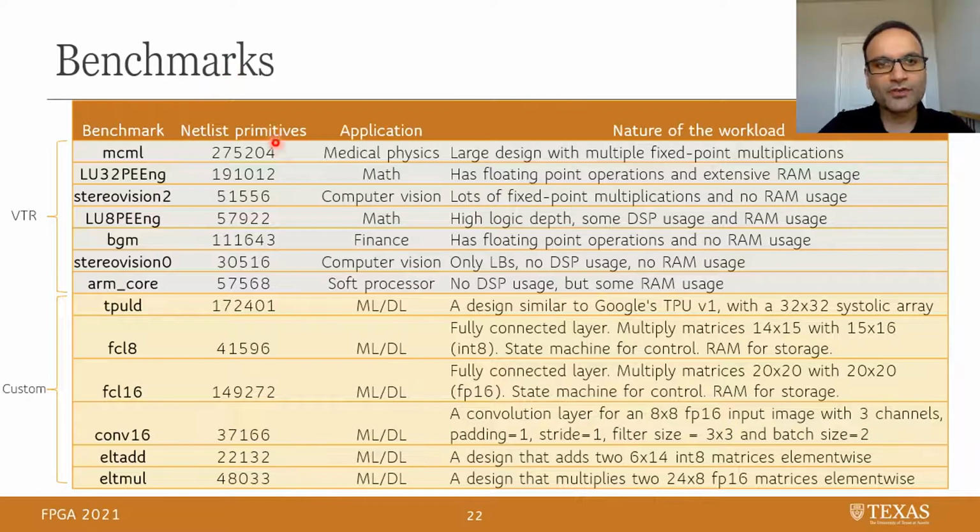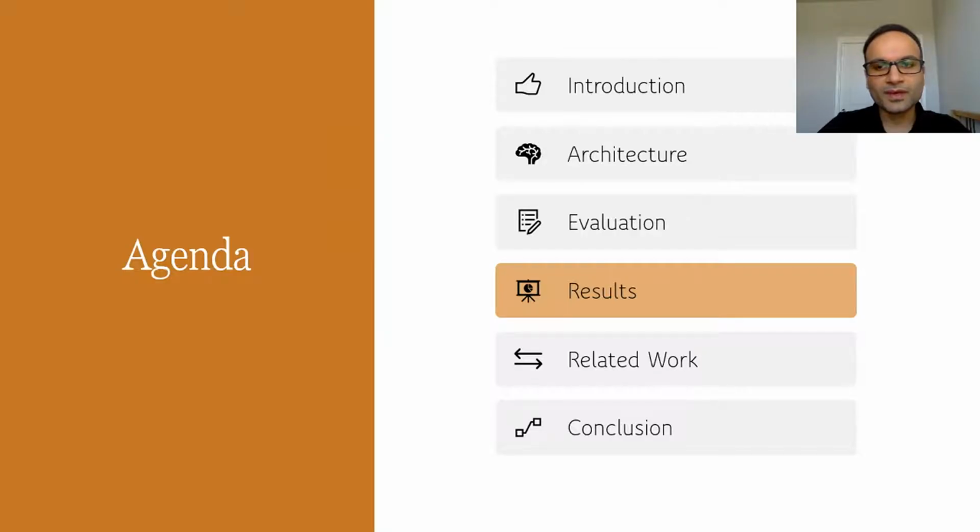Benchmarks. For non-ML applications, we use the 7 largest designs from the VTR benchmark suite. Because that suite does not have any ML and DL application-based designs today, we created our own. The largest design in our benchmarks for ML and DL was a TPU-like design. Then we had some fully connected layers, a convolution layer, and a couple of element-wise layers as well. Okay, let's look at some results now.